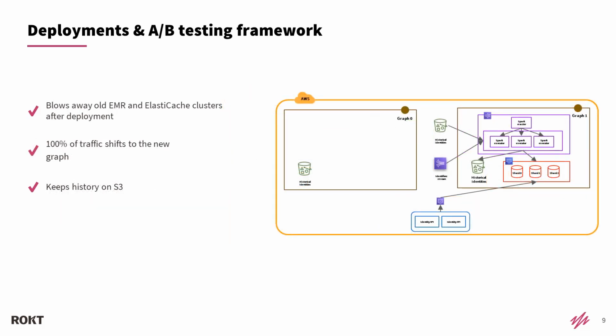After we're finished A/B testing our graph, we can blow away the old infrastructure and we'll maintain some history on S3, and 100% of the traffic will shift to the new cluster.